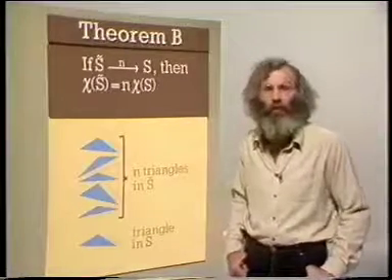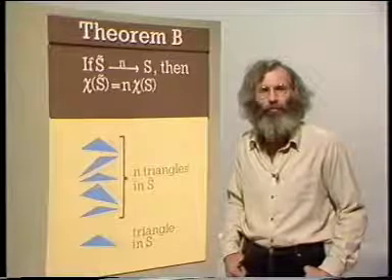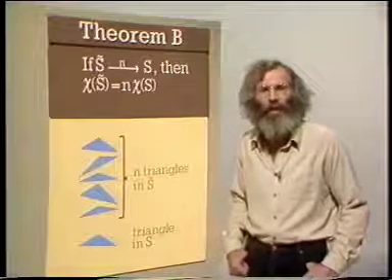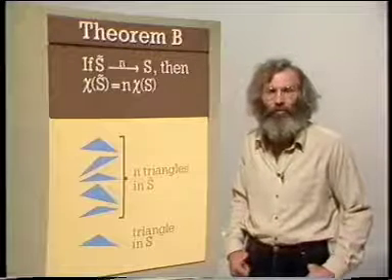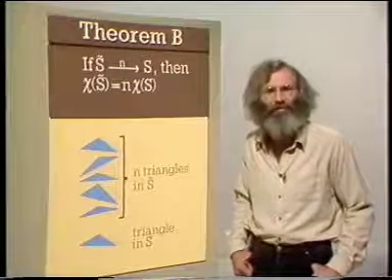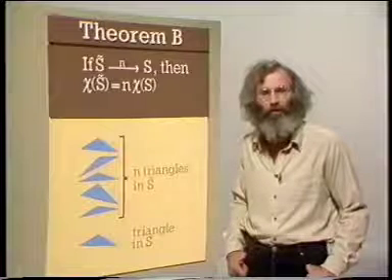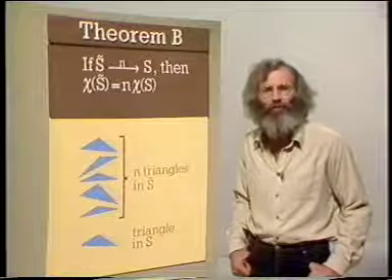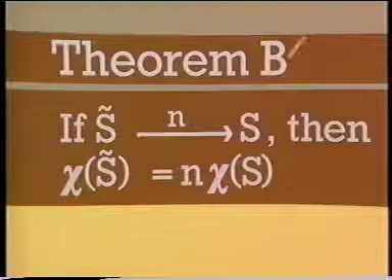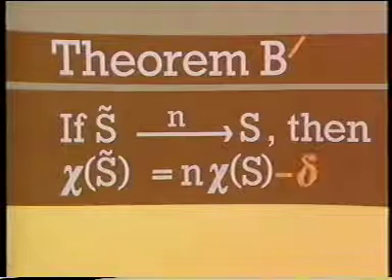Triangulate S as before, but make sure that each point below a branch point is a vertex. Then the triangulation of S tilde that we get has n triangles over each triangle in S, and similarly for the edges and vertices, except for the vertices below the branch points. Each of these vertices has fewer than n vertices lying over it. So our theorem gets modified, like this.